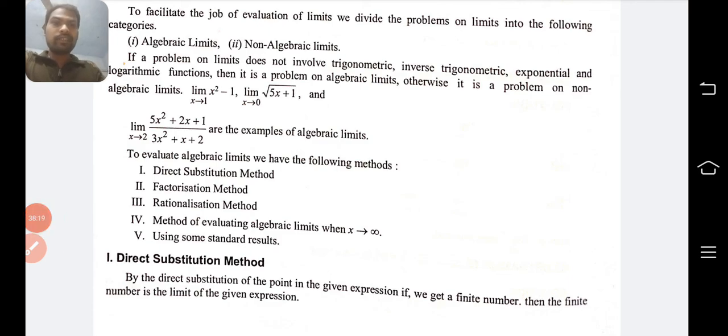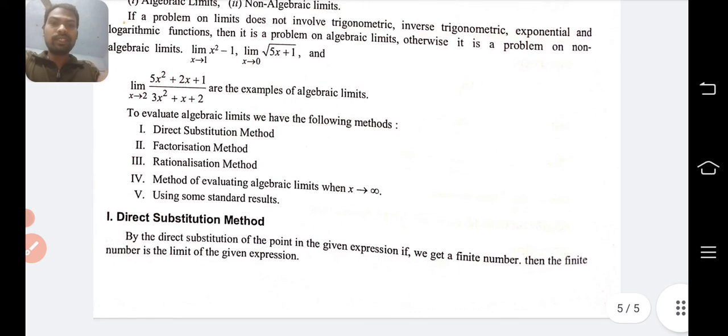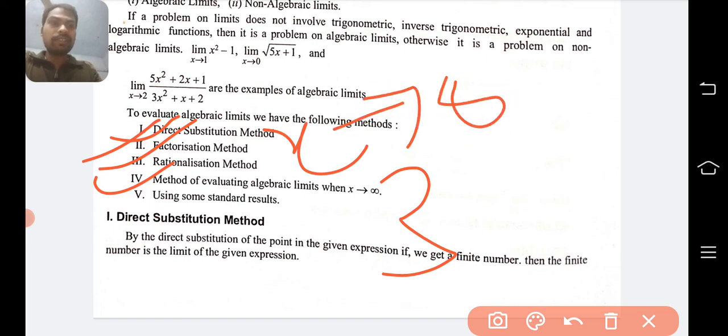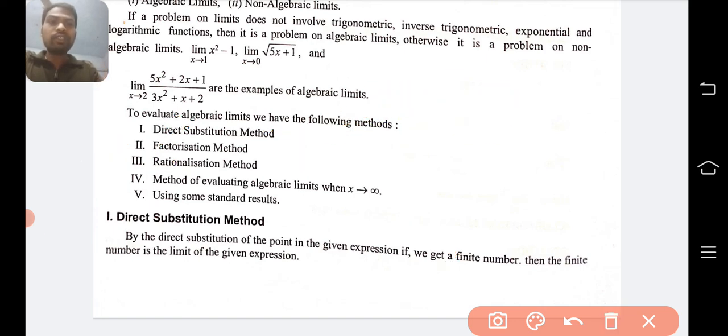So there are different types of methods by which we can calculate the limit. What are those methods? That is the direct substitution method, factorization method, rationalization method, the method of evaluating the algebraic limit when x tends to infinity, and using some standard rules. So we shall be talking about all these things in our upcoming classes one by one. We will go into detail on the procedure of each calculation method.